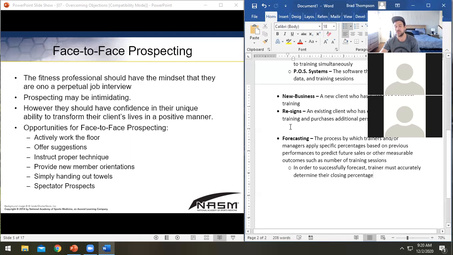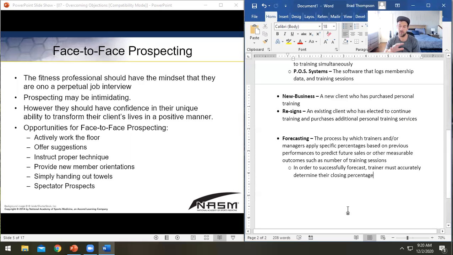But that's one of the reasons why I actually like this 5th edition a little bit better, because this is some of the terms that you will actually hear in a lot of gyms. Your boss is going to ask you about forecasting. They're going to talk about new business versus re-signs. They're going to teach you how to do that POS system. So if you know some of this lingo going into an interview or the first days of work, it's going to make your boss a lot more confident in you.